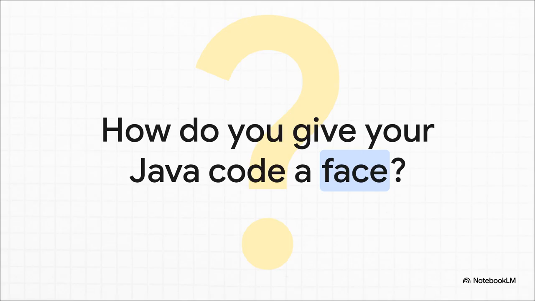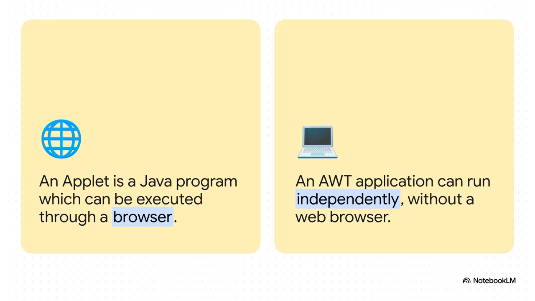We're going to focus on the two foundational technologies that you're almost guaranteed to see on your exams, applets and the Abstract Window Toolkit, also known as AWT. You know, at the highest level, you can think of it like this. Applets are these tiny little Java programs, and they're designed to live and run right inside a web browser. AWT, on the other hand, lets you build full-blown, standalone, independent desktop applications.